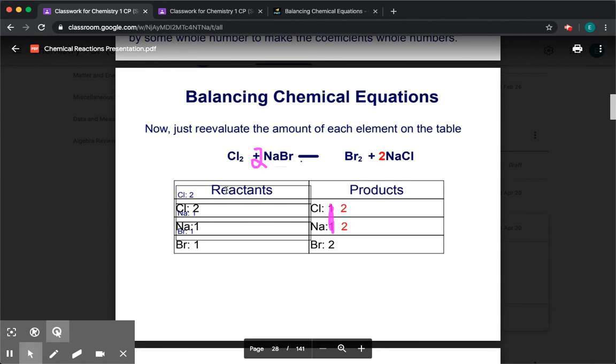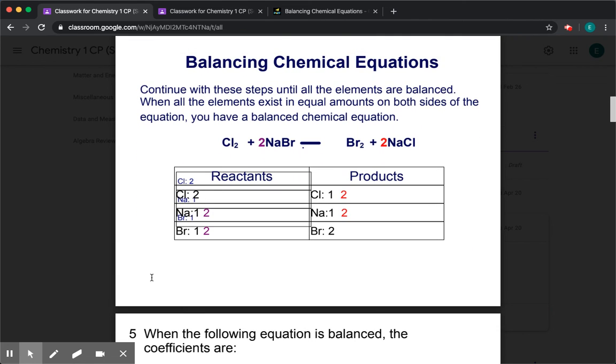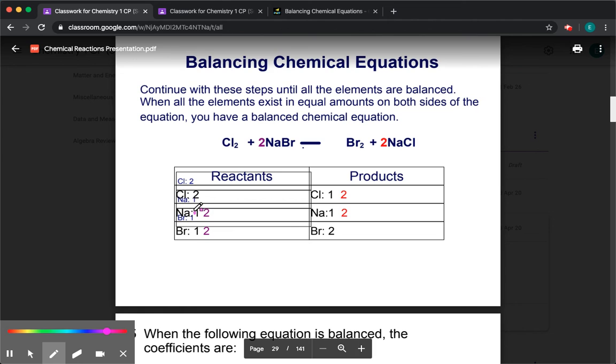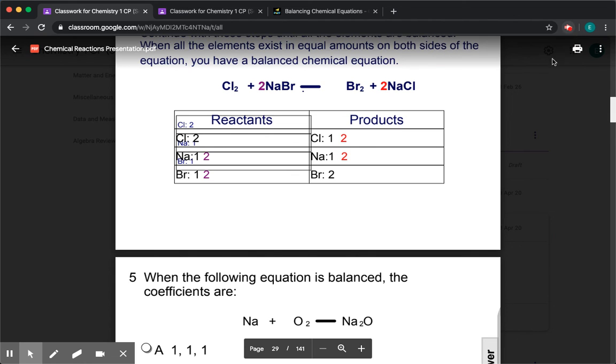And what happens when we put that 2 there? Scroll down and find out. And now we have 2, 2, 2 on the left and 2, 2, 2 on the right. Okay? And now this equation is officially balanced. So that's all balancing is. It's just glorified accounting. It's checking and making sure that all the numbers add up to be the same on both sides. That's all you're doing. It can be easier said than done for some, but that's the idea. So the concept isn't anything crazy.